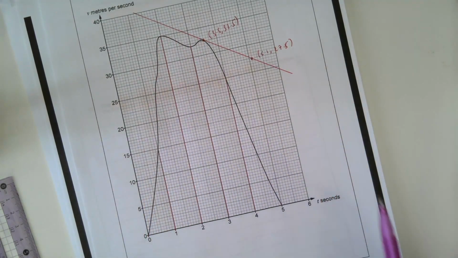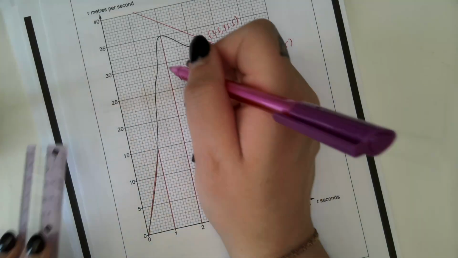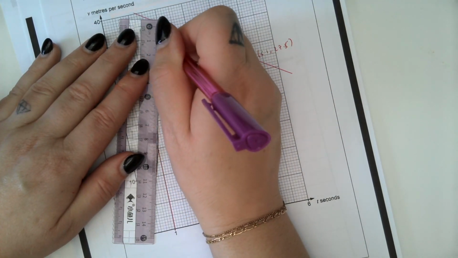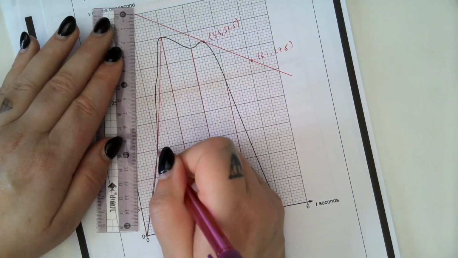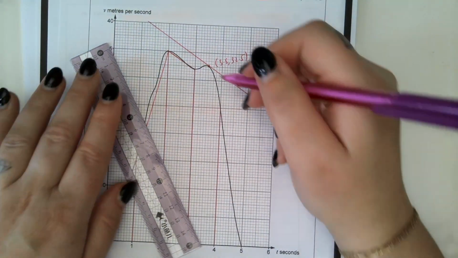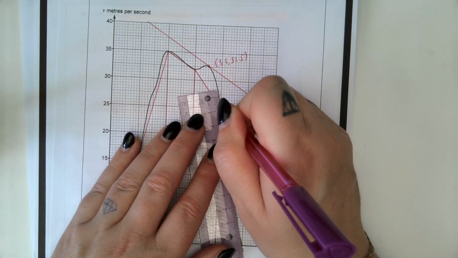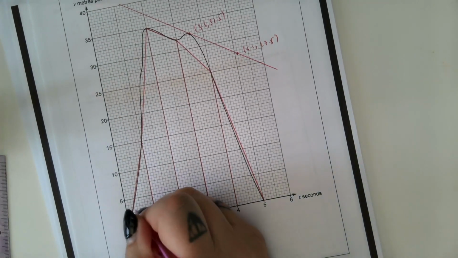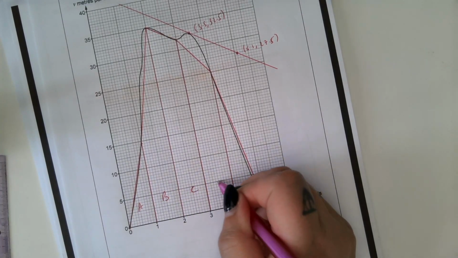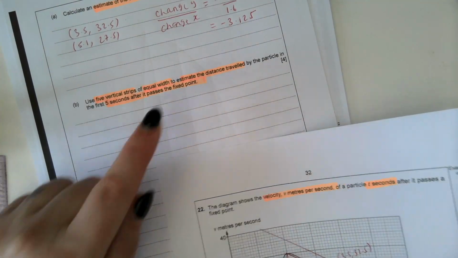But this is only an estimate, so now I'm going to make these into shapes. This is going to become a triangle. From this point to this point is a trapezium. Here to here, also a trapezium. Here to here, also a trapezium. And then from this point to here is a triangle. So we've got A, B, C, D and E. We're going to work out the area of each of these strips and then add them together to get an estimate for the distance travelled.